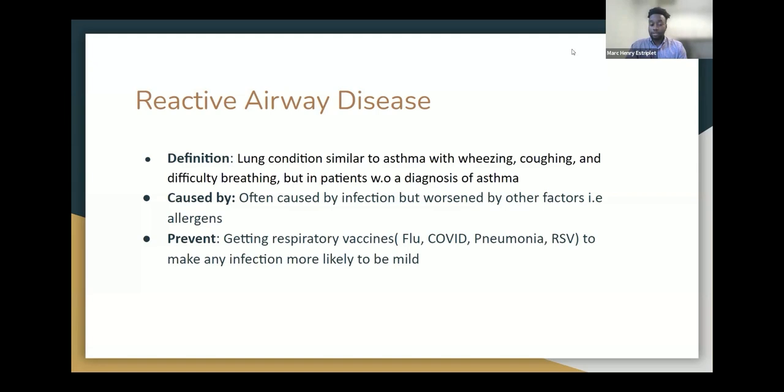The big thing in this space is prevention again. And so trying to get your respiratory vaccines, your annual flu, COVID, your pneumonia, which is now a one-time vaccine, and your RSV, which is a newer vaccine, to make it more likely that if you were to get an infection, it's more likely to be a mild infection than anything else.